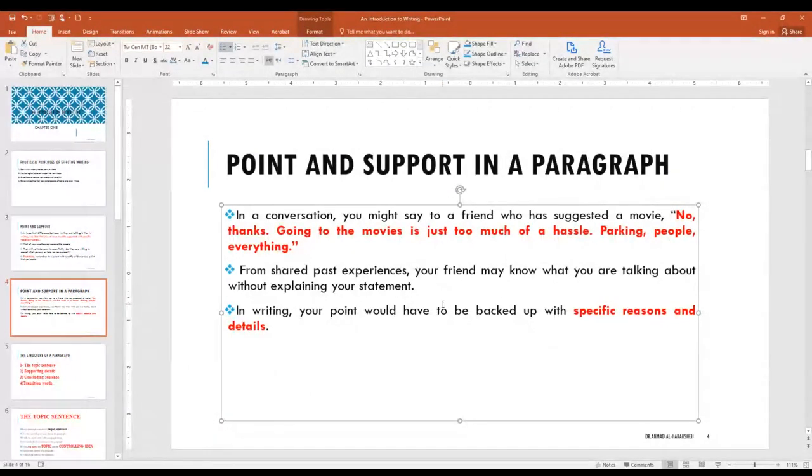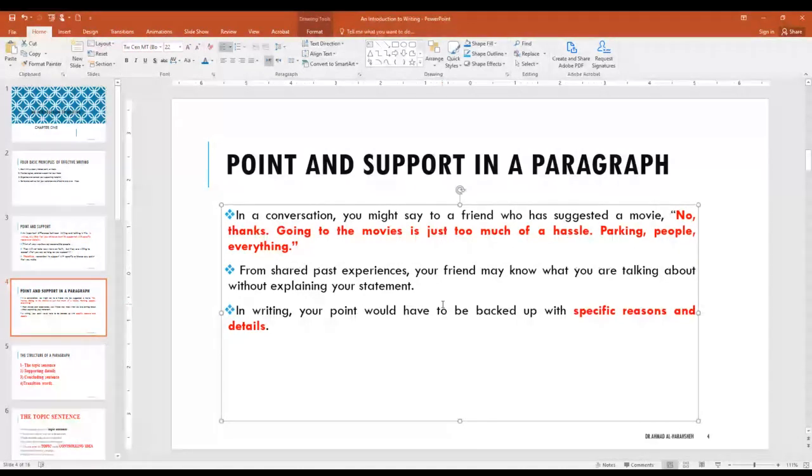People. Who are the people? What kind of people? Do you mean kids? Do you mean young people? Do you mean old people? Males? Females? We don't know. Everything. What do you mean by everything? This is unacceptable in writing. Again, it is acceptable in spoken discourse. In writing, your point would have to be backed up with specific reasons and details.